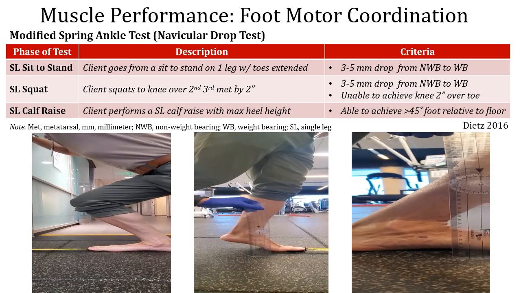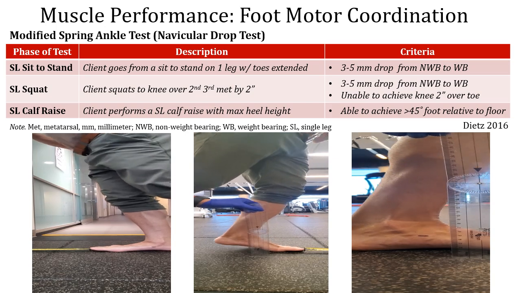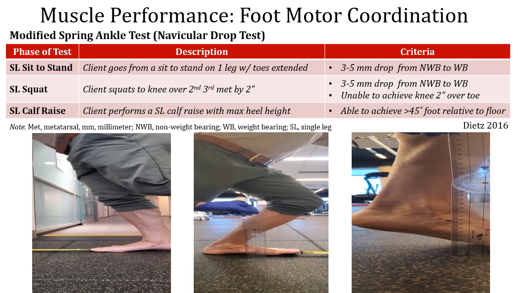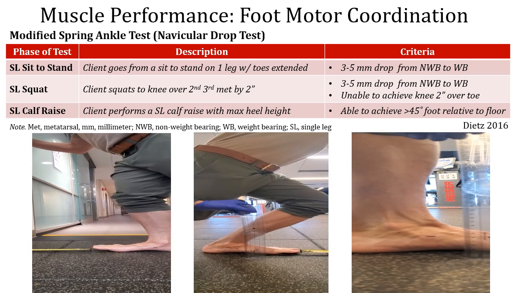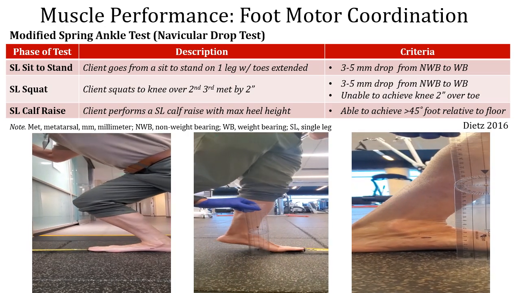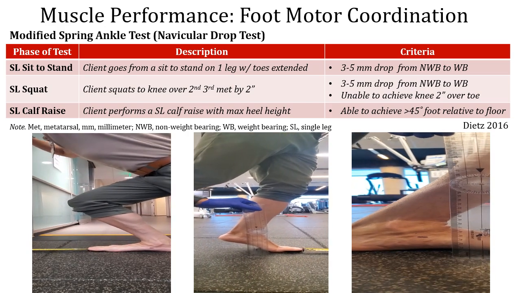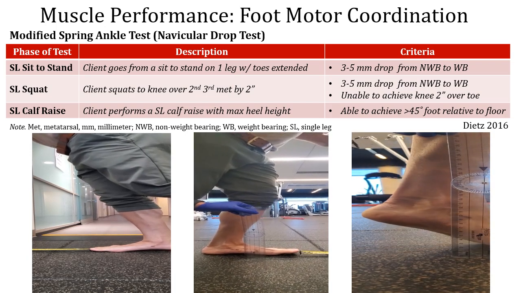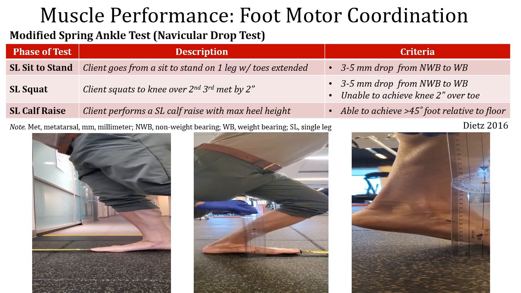And then the single leg calf raise, where the client performs a single leg calf raise with maximal heel height and is able to achieve a greater than 45 degree angle of the foot relative to the floor. And you can see the involved versus the uninvolved limb here. I don't think I need to clarify which one's which.